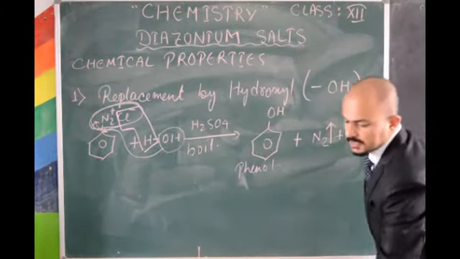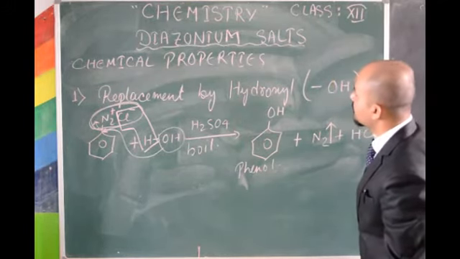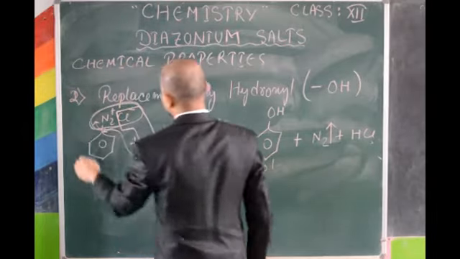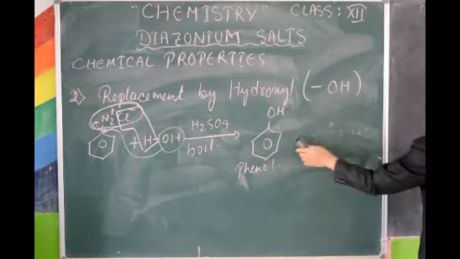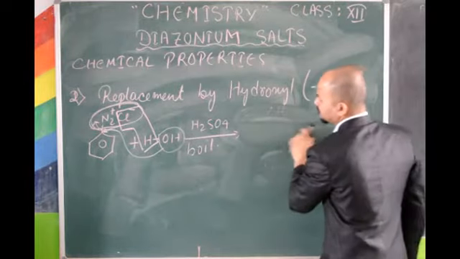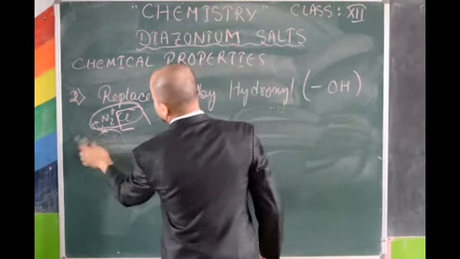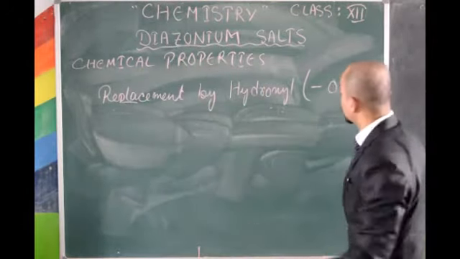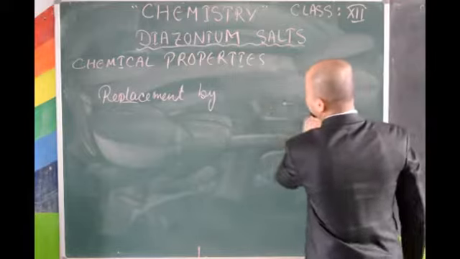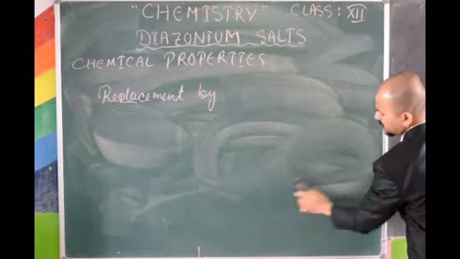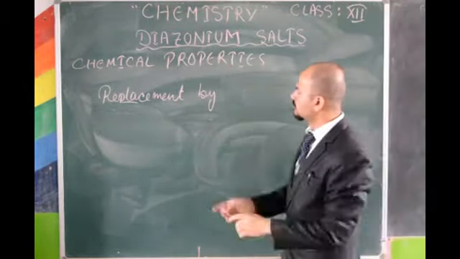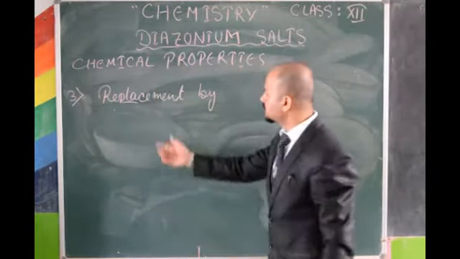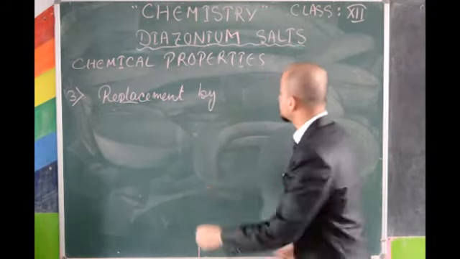Now let's discuss the third. This was the second chemical property. Now let's discuss the third one, where in place of OH group, in chemical property number 3, replacement by, we'll be discussing nitro group.